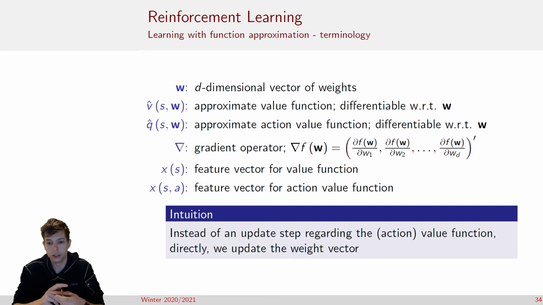Just a brief question concerning the notation. The Q hat, doesn't it need an additional argument for the action? Sure, sorry, there is an A missing here. So this is Q hat of S, A, and W. Yes.